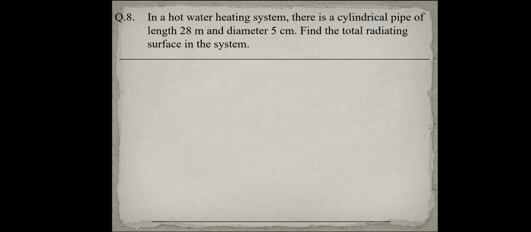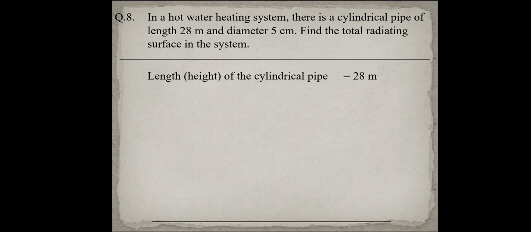This is a cylindrical pipe from which the water flows. The length of that cylindrical pipe is 28 meter and the diameter is 5 meter. So the radiating surface in the system means the inner surface area of that cylindrical pipe, as in your geyser. In that geyser there is a long pipe from which the water flows.